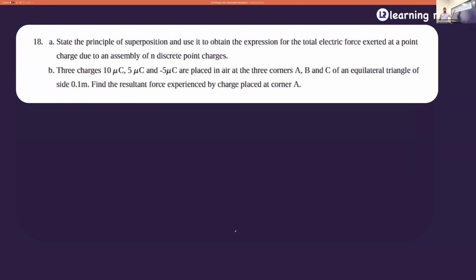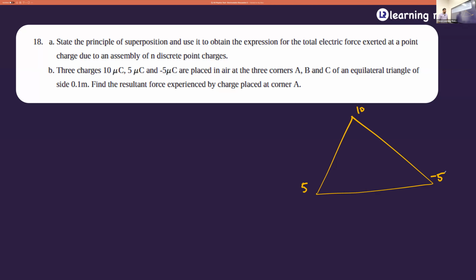This you know, right? So three charges, 10 microcoulomb, 5 microcoulomb and minus 5 microcoulomb are placed in air at the three corners ABC of an equilateral triangle of side 0.1 meter. So how is the diagram going to look like? This is 10, 5 and minus 5. These three are placed at the vertices of an equilateral triangle. Find the resultant force experienced by the charge at the corner A. Corner A contains 10 microcoulomb.